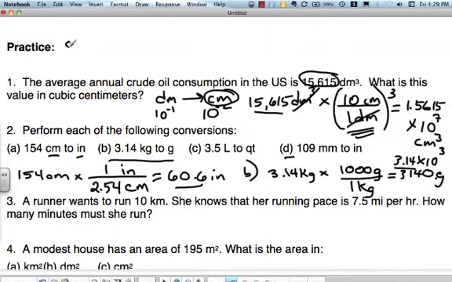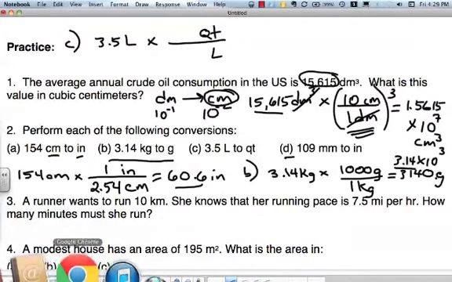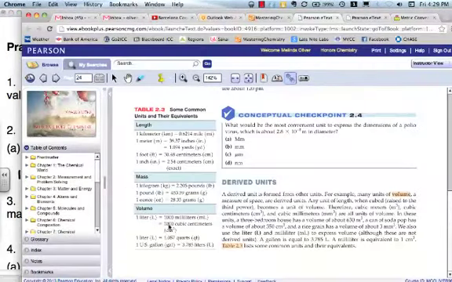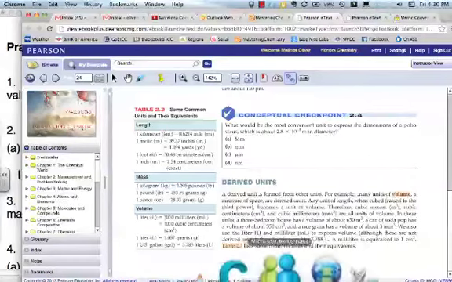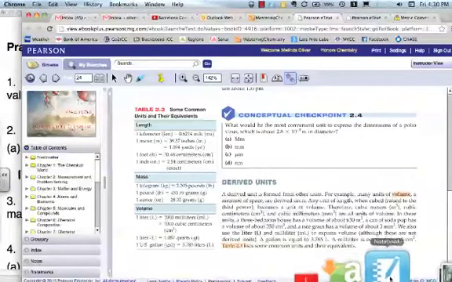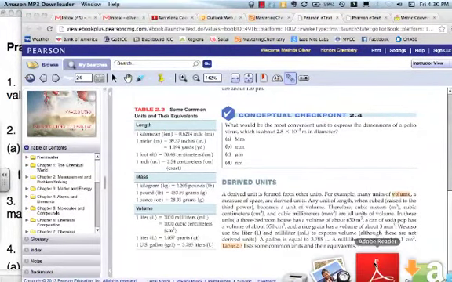C, liters to quarts. And I want to get out of liters. So liters part needs to be on the bottom. Quarts part needs to be on top. Go back to my little chart. Liters and quarts. There it is right there. 1.057 quarts stays with quarts. 1.057 what?